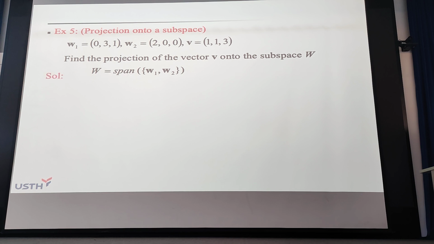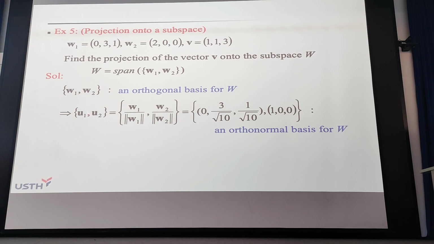So what you need to do? The first thing, you need to see that if you take the dot product of W1 and W2, they are orthogonal vectors. It means that W1, W2 is an orthogonal basis for W. Then the first step here is normalizing by dividing each vector by its length. So we get an orthonormal basis for W to be here.